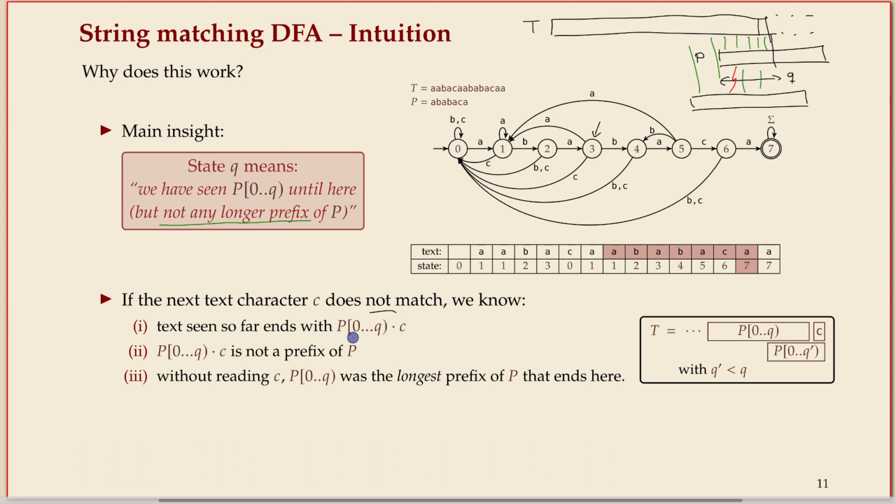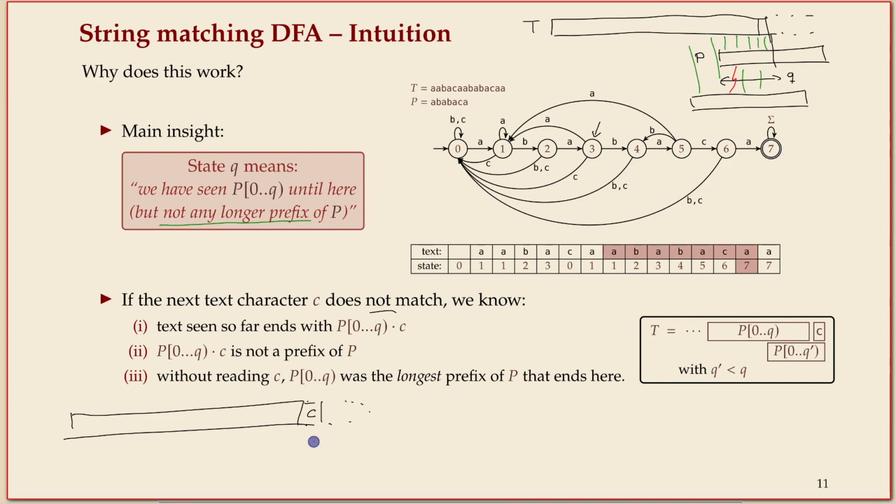what can we say? Well, we've seen so much of the text. Let me draw this again to not clutter it up too much. So the text may continue. In particular, it continues one further letter with C. And we're in this state we've seen up to here.